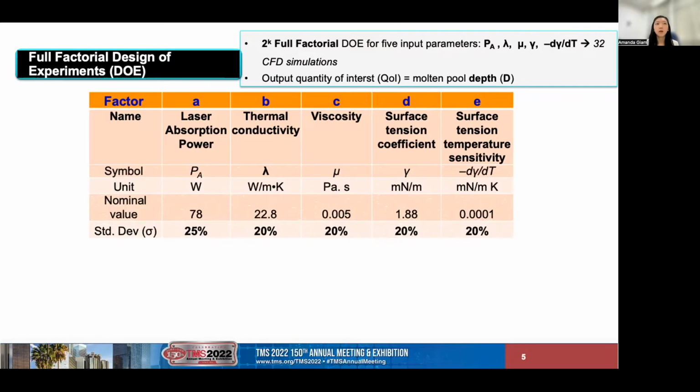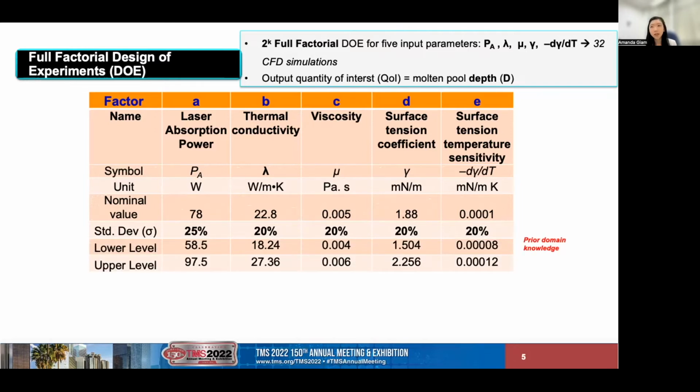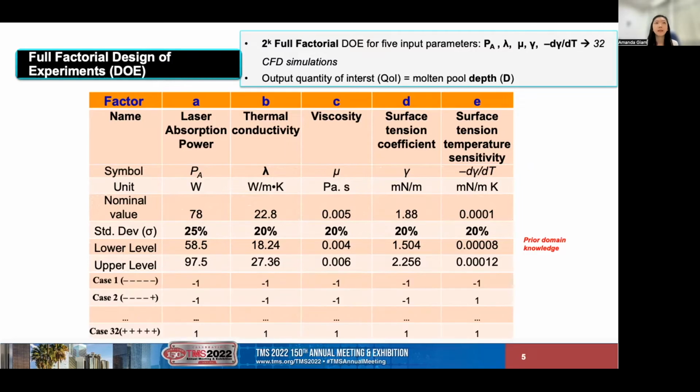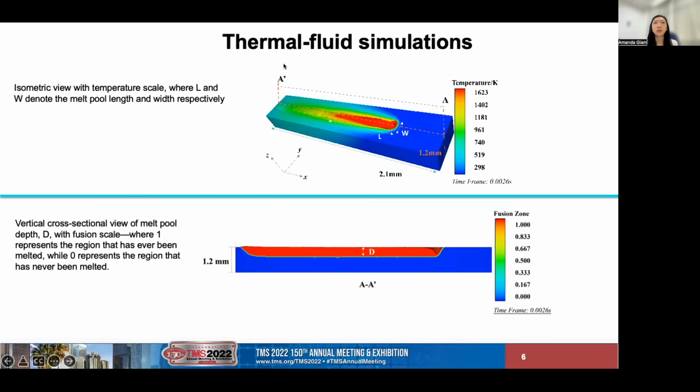And so the nominal values and standard deviations of our 5 material parameters have been determined based on prior domain knowledge as well as literature research, and this yields their upper and lower levels as such, as well as their corresponding standard deviations as shown in the table. And a 2^K full factorial for these 5 material factors amounts to 32 CFD simulations that were performed on our thermal fluid model.